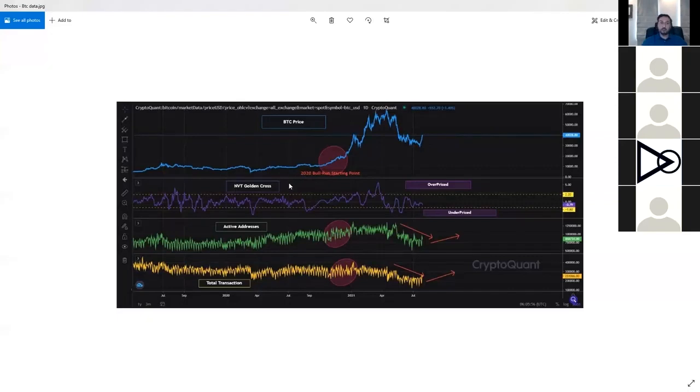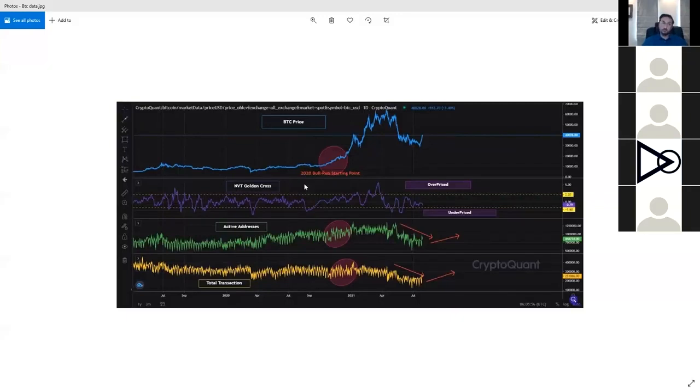But in addition, we've got the MVT golden cross. So this is something I use in one of my strategies. And what this is looking at is the network value, so the total value of the Bitcoin network, the market cap, versus the value of the transactions going through the network. So network value versus transactions.